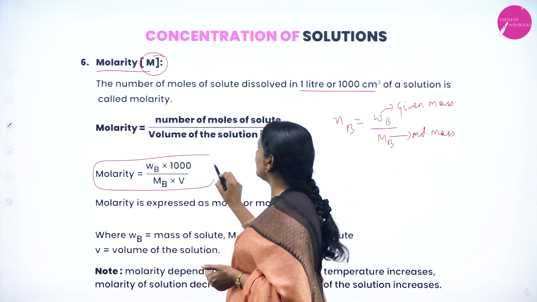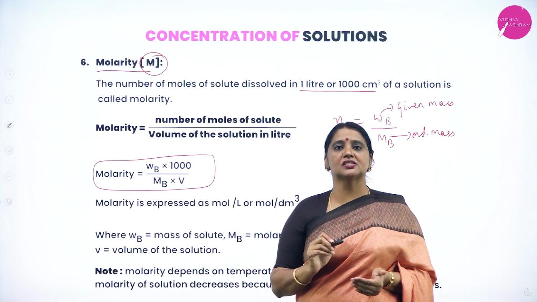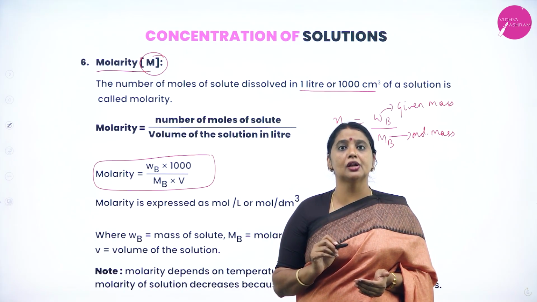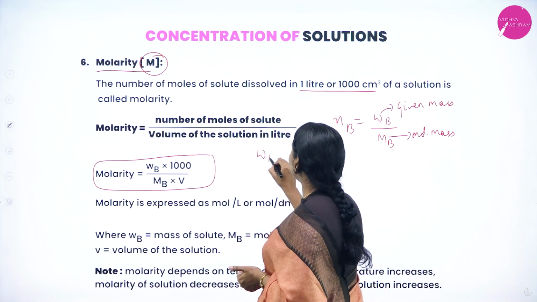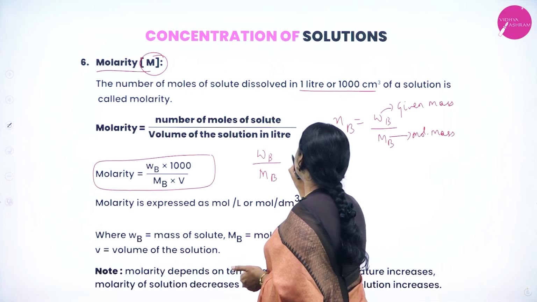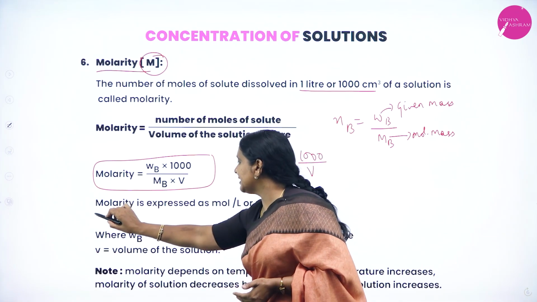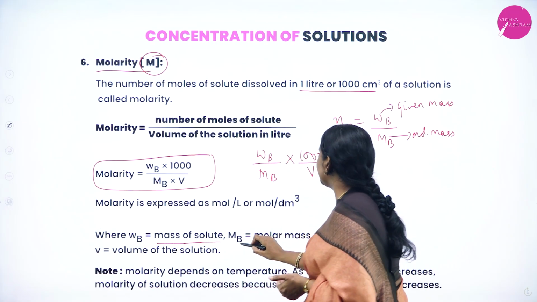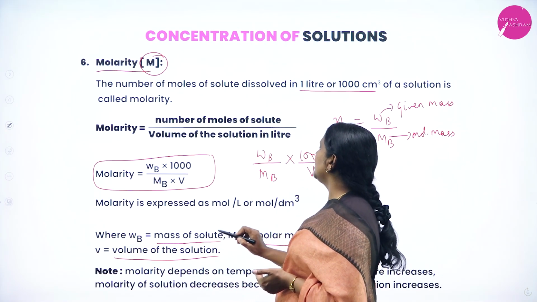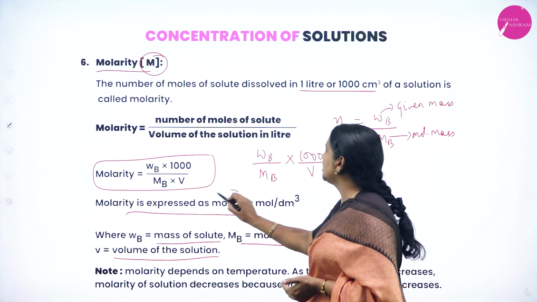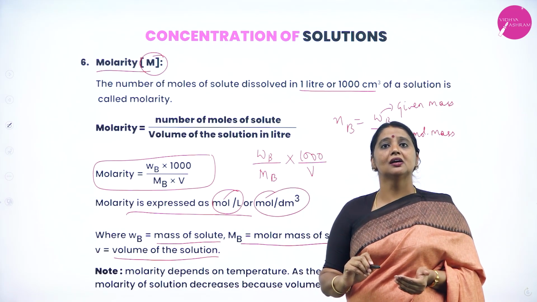What's the expression for molarity? Molarity of the solution is calculated by using the expression molarity is equal to WB divided by MB into 1000 divided by V. WB is mass of solute, MB is molar mass of solute, V is volume of the solution. So, molarity is expressed in unit mole per liter or mole per dm cube.